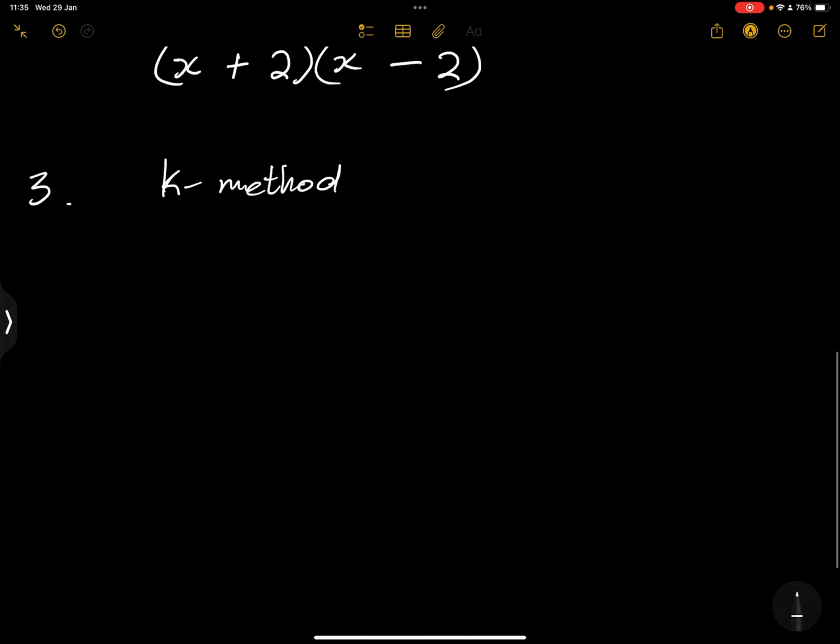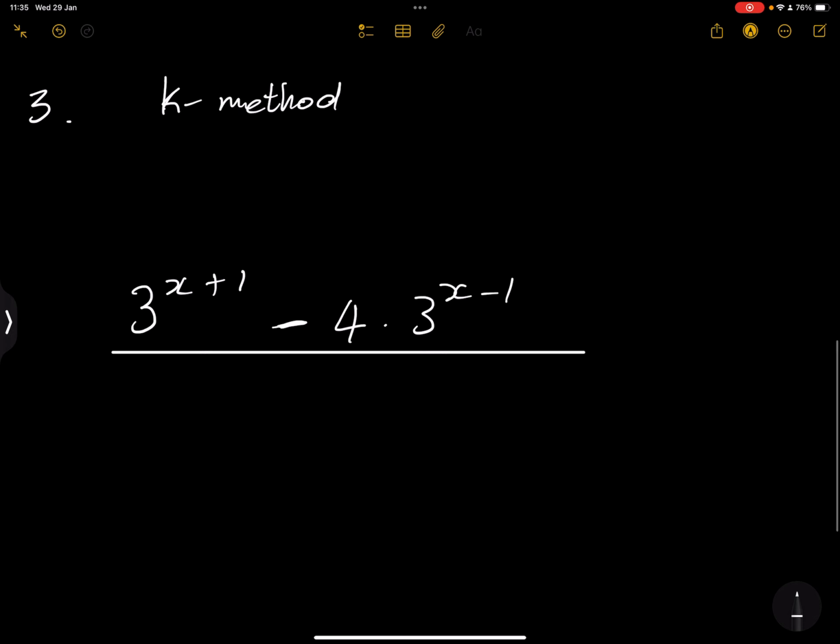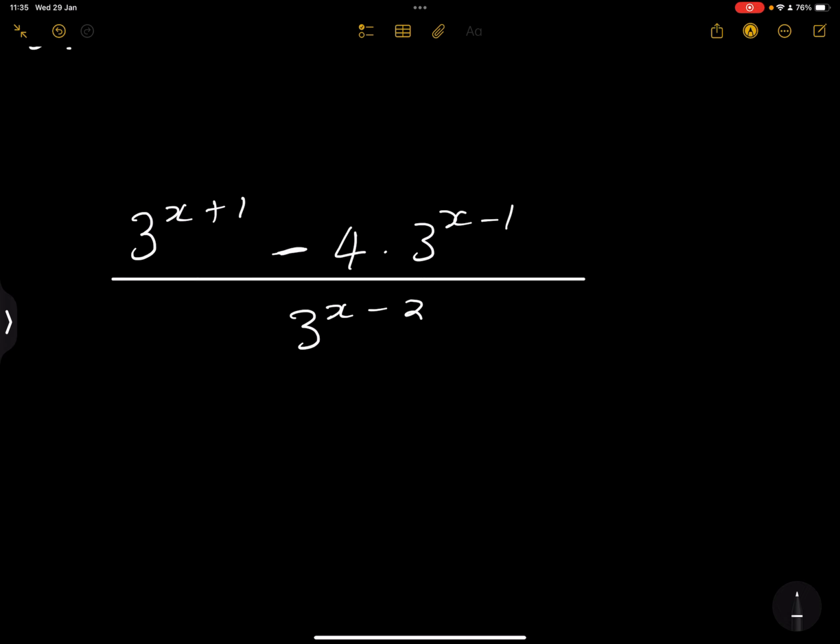And I want us to go to the very first example that we are going to have. So suppose we've got 3 to the power of x plus 1 minus 4 times 3 to the power of x minus 1. So note we've got addition and subtraction. That's the difference from the multiplication and the division in this case. So divided by 3 to the power of x minus 2. Now, how are we going to solve this?